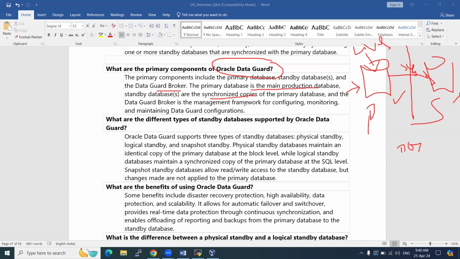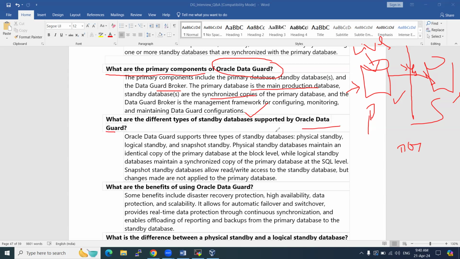Data Guard Broker is the main framework for configuring, monitoring, and managing the Data Guard configuration. I can tell you more in another question. So the second question is, what are the primary components of Data Guard? If somebody asks you, you can answer: primary database, standby database, and Data Guard broker configuration setup. That's it.